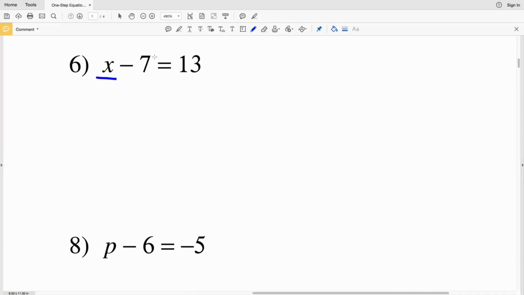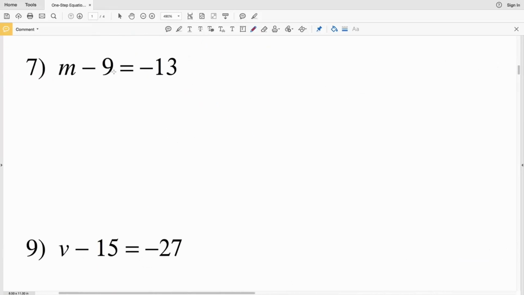In order to remove this 7 from the left, or make it into a 0, essentially, we're going to add 7 to both sides. Because if we were to rewrite the left side, we would have x plus a negative 7. And remember, subtracting a negative is the same as adding a positive. So if we add 7 to the left, we're going to add 7 to the right. Negative 7 plus 7 is simply 0. So we're going to have x equal to 20.